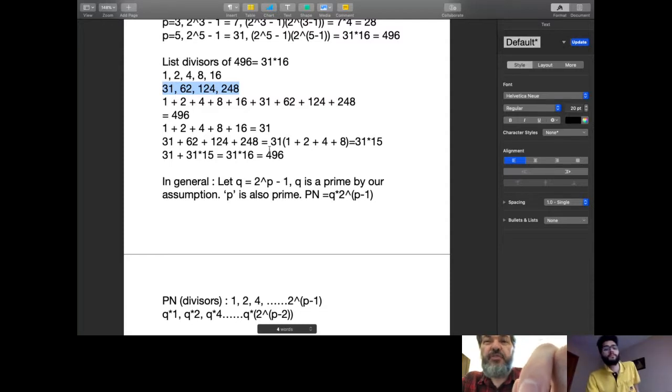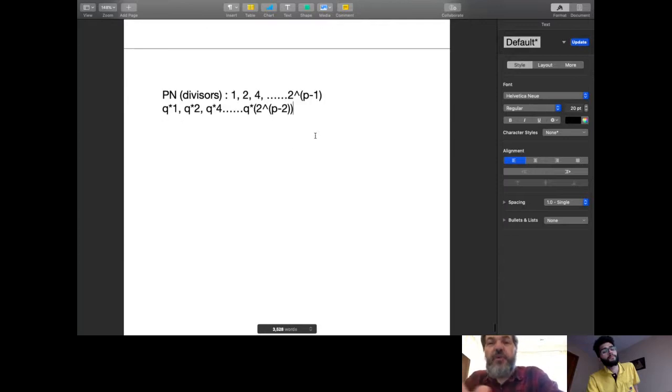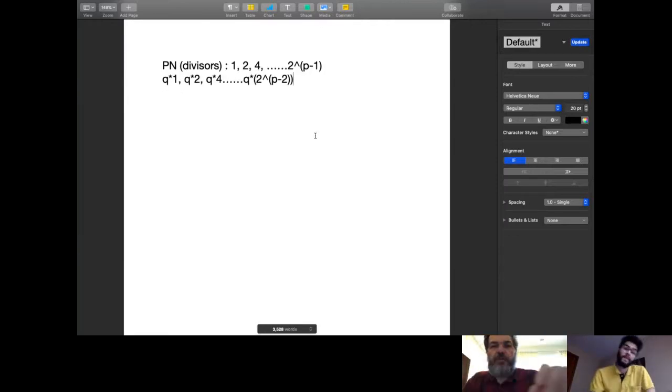Right, you wrote 31 times 1 plus 2 plus 4 plus 8, because if we put the 16, 31 times 16 is our number that we don't count. So that's why there are fewer powers of 2. Now we know how to add the sum of the first numbers, 1 plus 2 plus 4 plus dot dot dot plus 2 to the p minus 1.